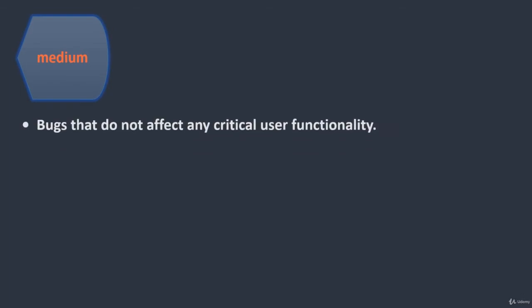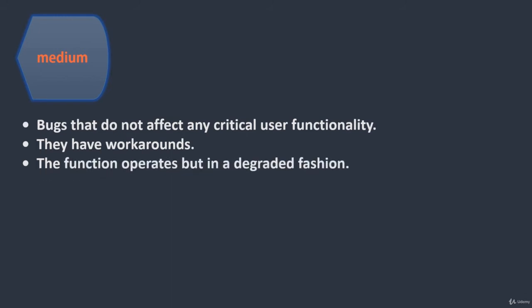Medium bugs. These ones do not affect any critical user functionality. Typically, medium severity bugs have workarounds that allow users to accomplish the desired task that the bug may have hindered, or the function may still operate but in a degraded fashion. So here you have a workaround. You can fix this, or you can try another thing and the function will be working.